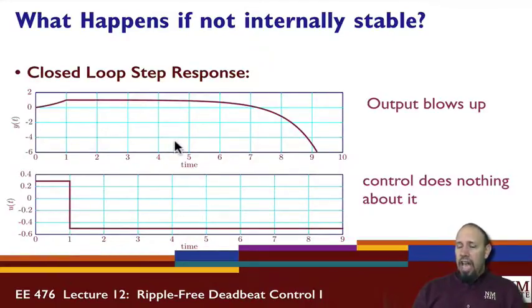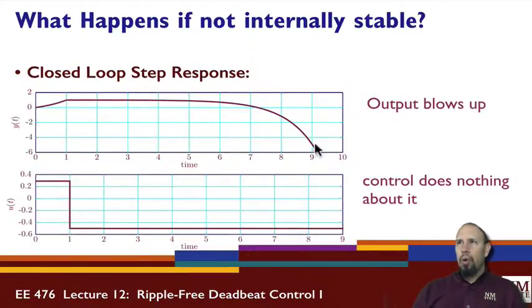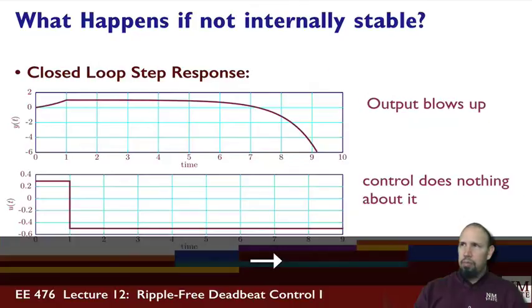So this is what happens when you have an unstable cancellation occurring. Even though we know exactly what the value is of that pole, when you have an unstable cancellation, it's generally going to lead to blowing up. Okay, so that's the issue of internal stability. The internal stability requires we have no unstable cancellations, and this is the kind of thing that happens if you have an unstable cancellation in your controller.